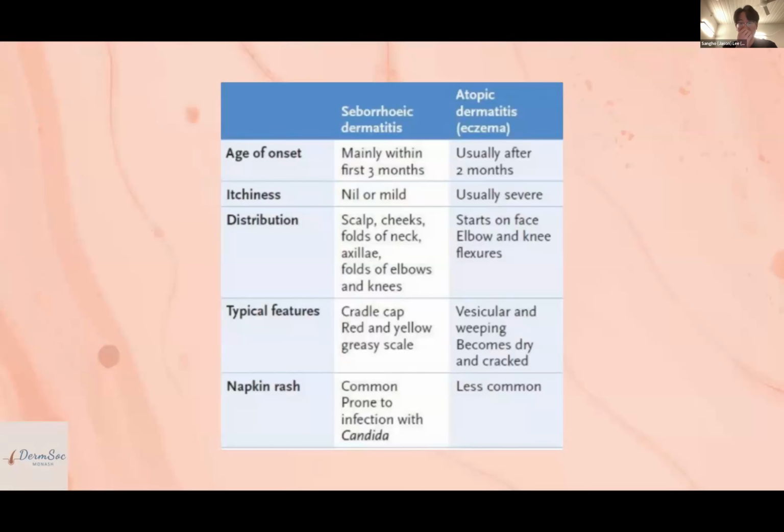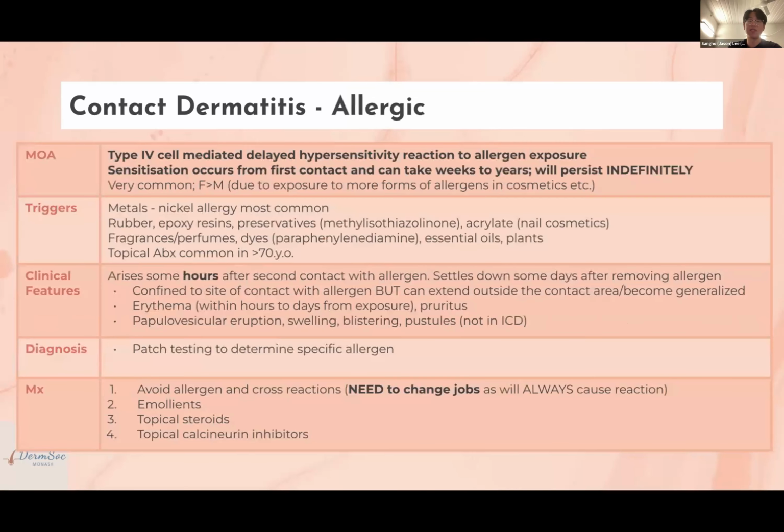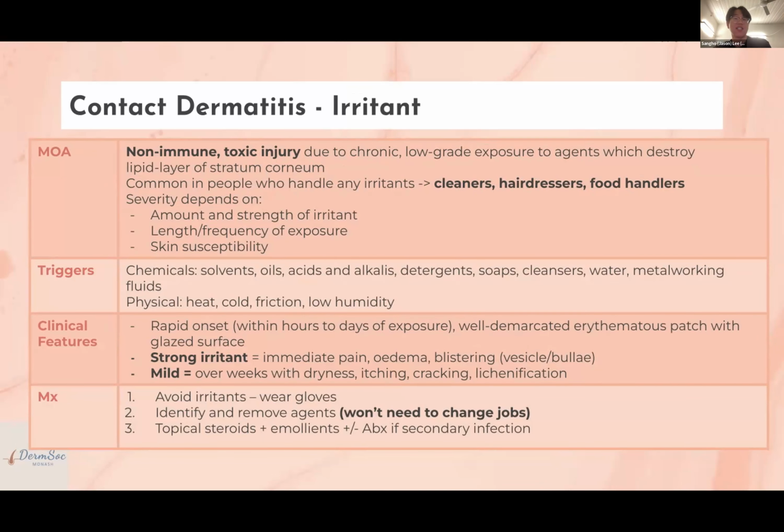A summary table comparing eczema to sebderm. You can have a read in your own time. And then there's contact dermatitis, which are dermatitises caused by external agents. So most often, chemicals and the like. Just to note the difference between an irritant and an allergic contact dermatitis. So an irritant contact dermatitis is a non-immune toxic injury to the skin barrier caused by different agents.